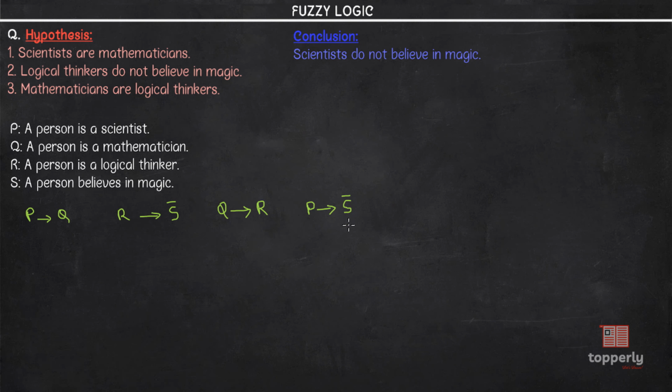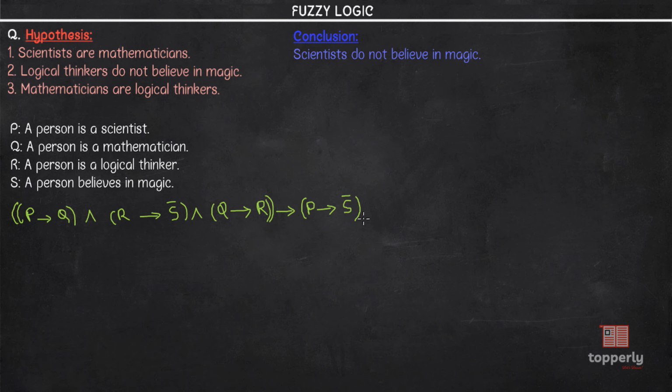Now we need to form a proper expression by putting the correct logical connectives in place. An important thing to look at here is, since all these three statements make up the hypothesis, we have to consider the combination of these three statements to prove the given conclusion. Hence we use the conjunction connective for this purpose. That is, here we have P implies Q, conjunction, R implies S bar, conjunction, Q implies R, and this whole thing is your hypothesis. Now the hypothesis will imply the conclusion, therefore you will have the implication operation and you will have P implies S bar.